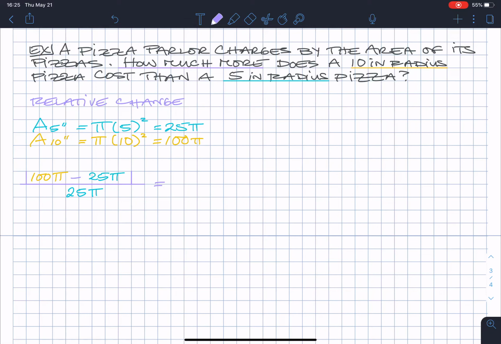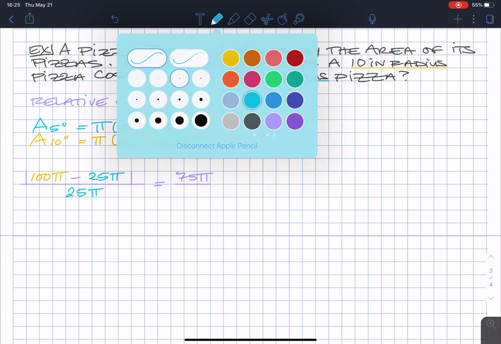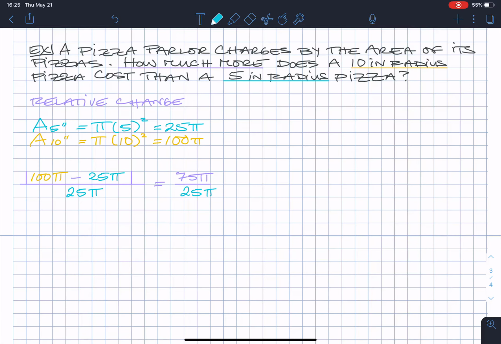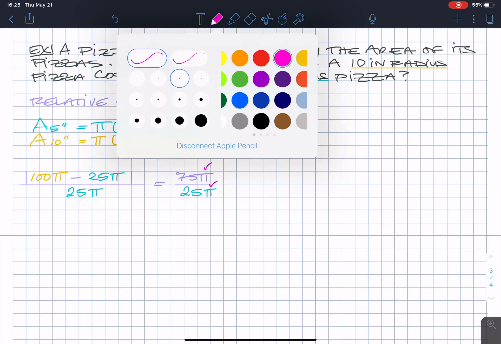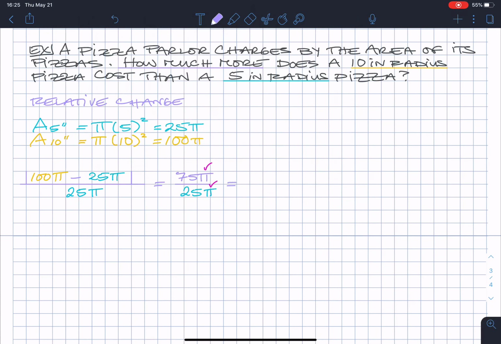Okay, so I have the absolute value of 75 pi in the numerator, which is just 75 pi, divided by 25 pi in the denominator. So the units of pi reduce. And how many times does 25 go into 75? Or how many quarters make 75 cents? And that's going to be 3. So it's 3 times as expensive. So the 10-inch pizza is 3 times more costly than the 5-inch pizza.